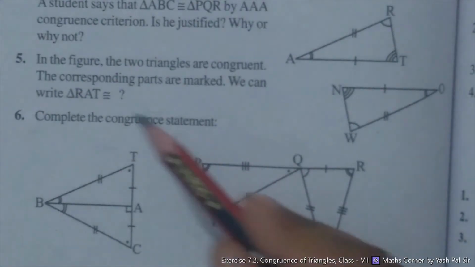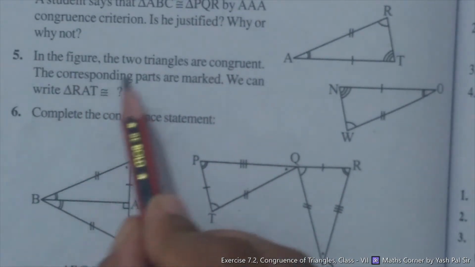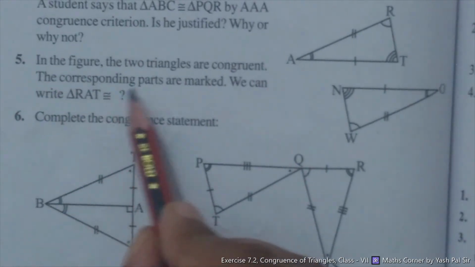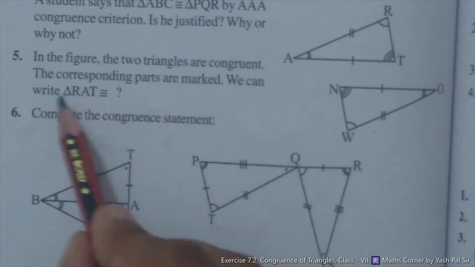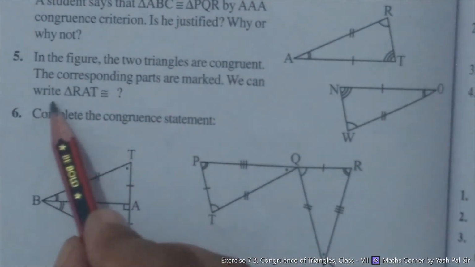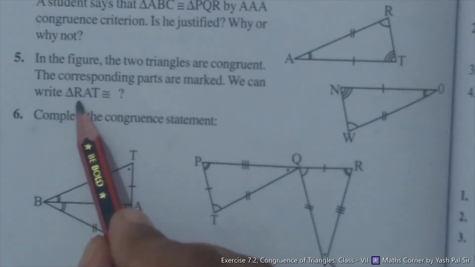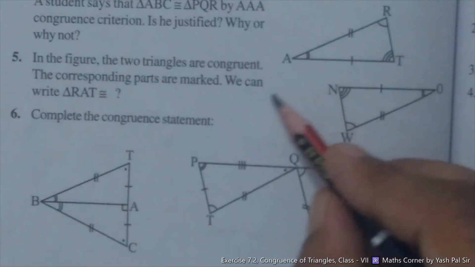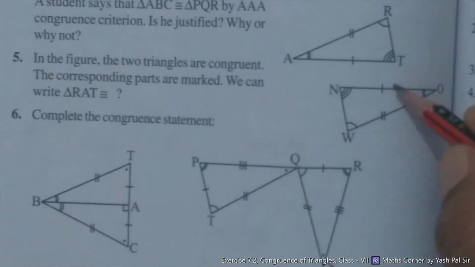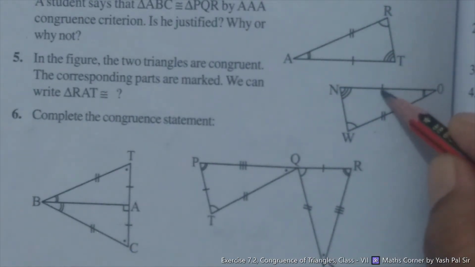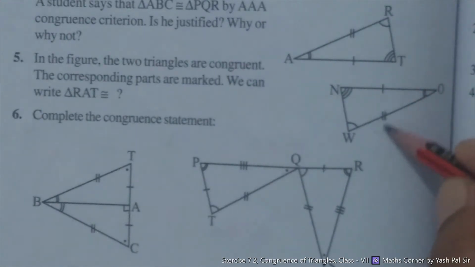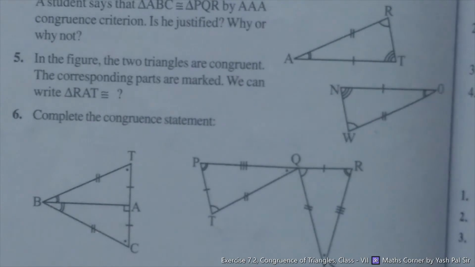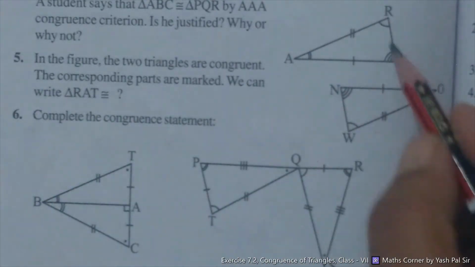Now we come to question number 5. In the figure, the two triangles are congruent. The corresponding parts are marked. We can write triangle RAT is congruent to what? First of all, congruent parts are given. First side is this equal to this, second side this equal to this, third angle. Now what can we say? RAT.